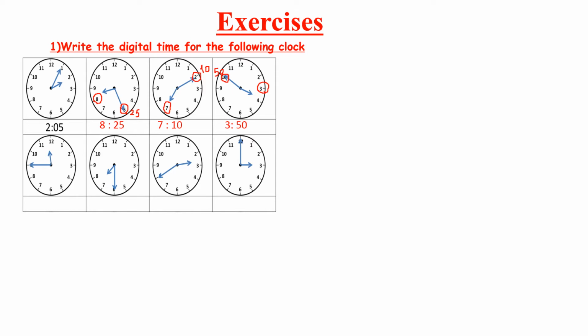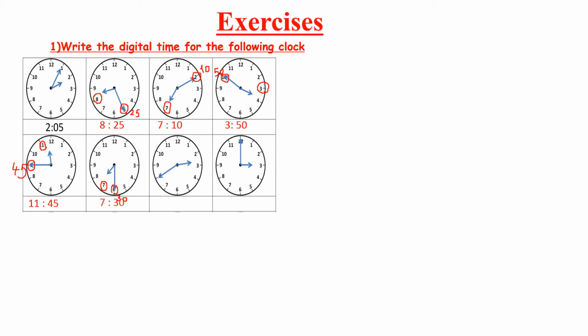Here it is between 11 and 12, so you take the smaller number. The smaller number here is 11, and the long hand is at 9. If you want to count by 5: 5, 10, 15, 20, 25, 30, 35, 40. So when it is at 9, it is 45 minutes, so it is 11 and 45. Here the short hand is at 7 and the long hand at 6. When the long hand is at 6, it is 30 minutes, so it is 7:30.